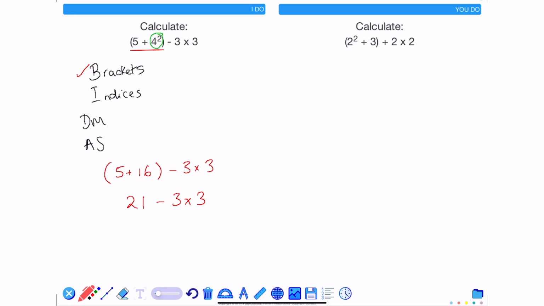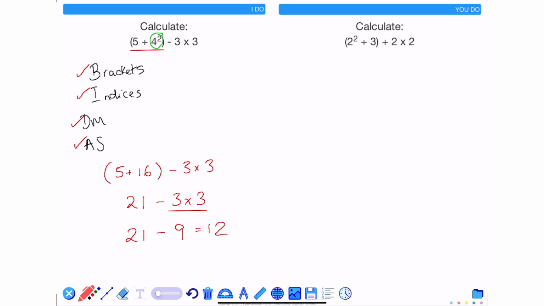So I've now done the brackets, any powers, or indices, and now I need to focus on any division and multiplication within my problem. So I can see that I've got 3 times 3. 21 take away 3 times 3, which is 9, will then leave me the answer of 12. I've now gone through and followed BIDMAS to arrive at the answer.